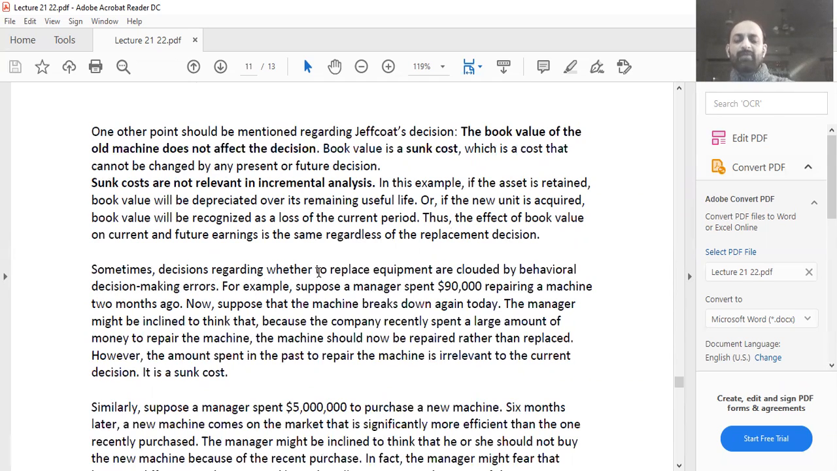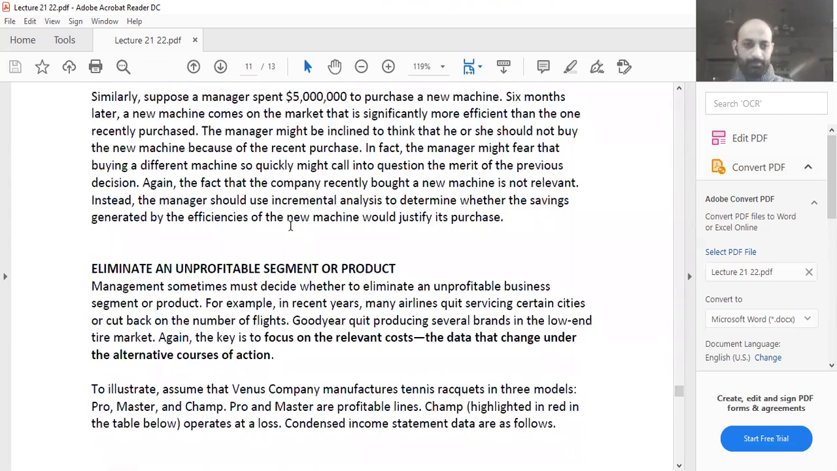Sometimes decisions regarding whether to replace equipment are clouded by behavioral decision making errors. For example, suppose a manager spent $90,000 repairing a machine 2 months ago. Now, suppose that the machine breaks down again today. The manager might be inclined to think that because the company recently spent a large amount of money to repair the machine, it should now be repaired rather than replaced. However, the amount spent in the past to repair the machine is irrelevant to the current decision. Why? Because it is a sunk cost.